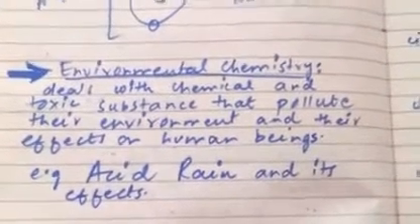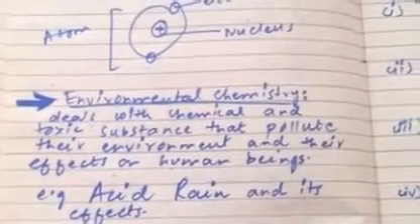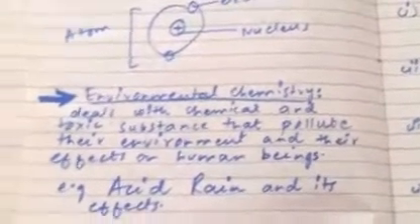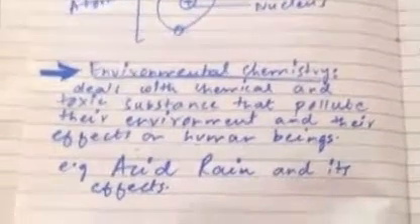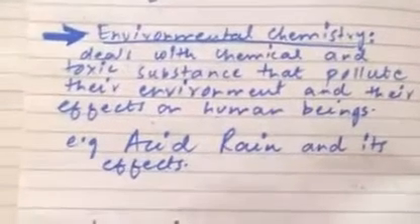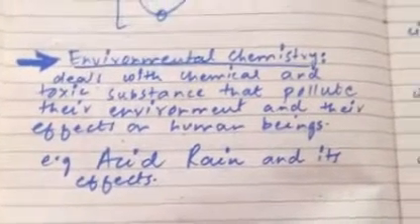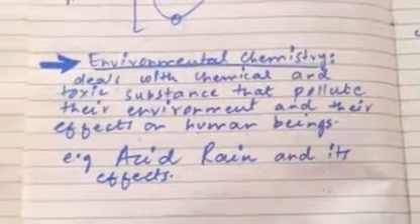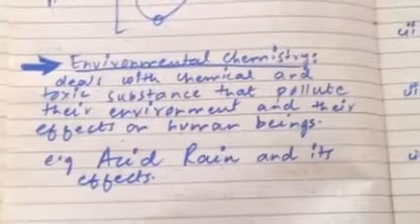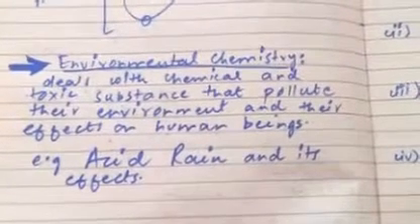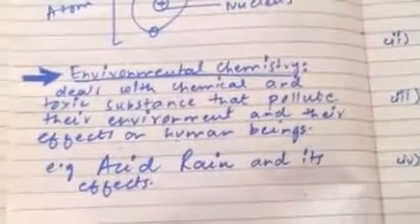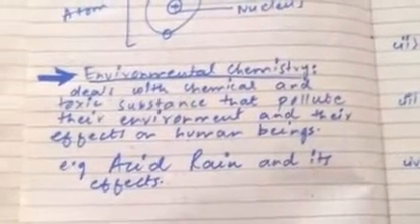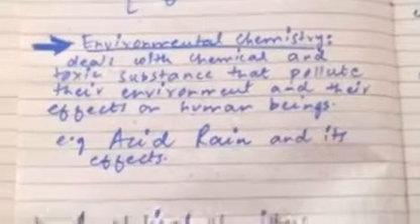A simple example is acid rain: the emission of gases from industries, when they combine with water, rainwater, they come down in the form of acid rain, and that causes pollution and has an adverse effect on human beings. So simply, environmental chemistry is the branch that deals with the toxic substances that pollute the environment and cause an adverse effect on human beings. So this is environmental chemistry.